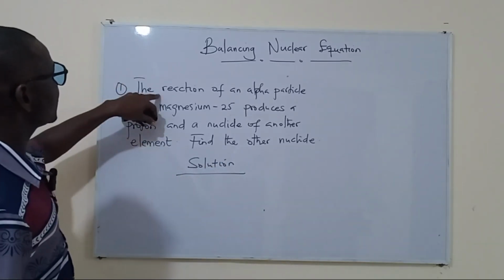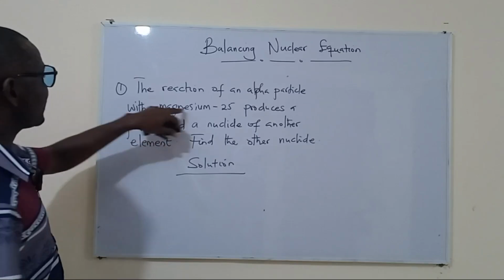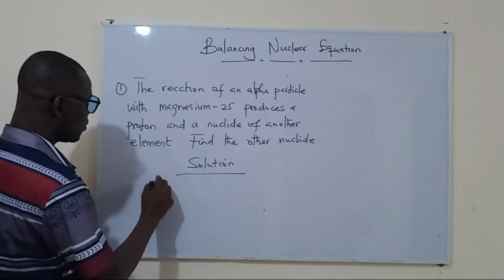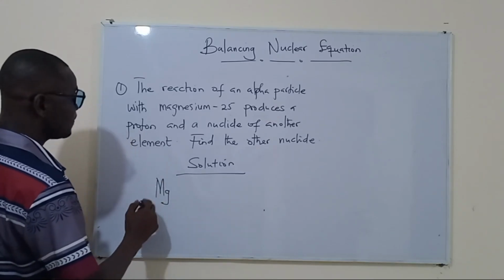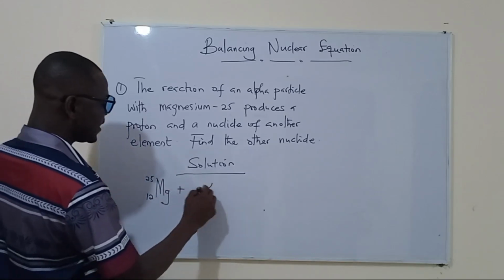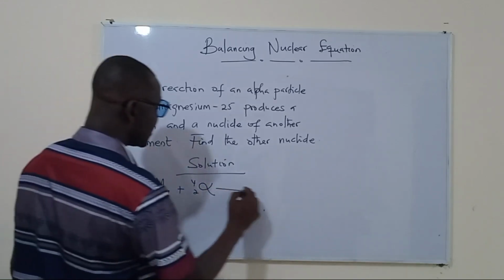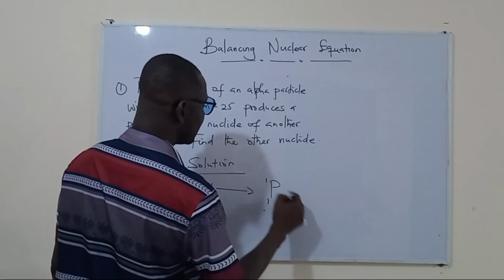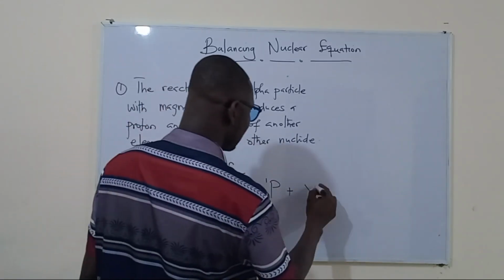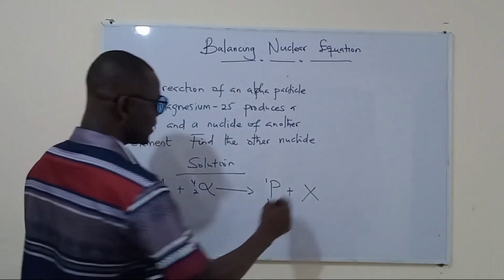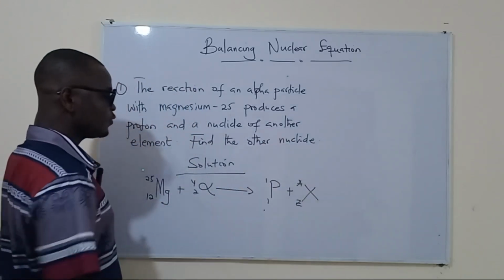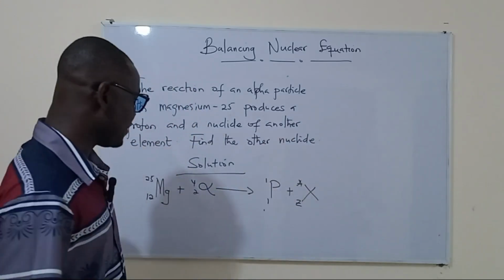We're told that an alpha particle reacts with magnesium-25. So it means that when magnesium-25 reacts with an alpha particle, what is produced is a proton and another element. We don't know that element, so we assume it to be any variable, let's say X. Then we assume variables for the mass number and the atomic number.